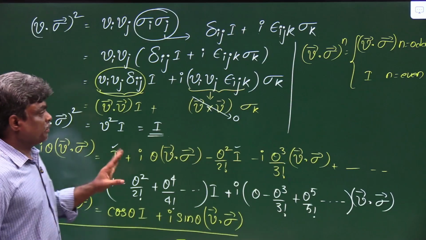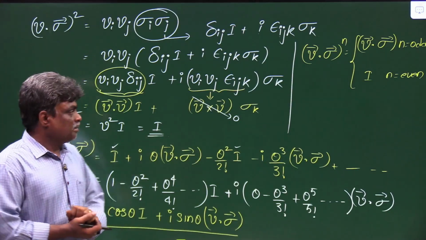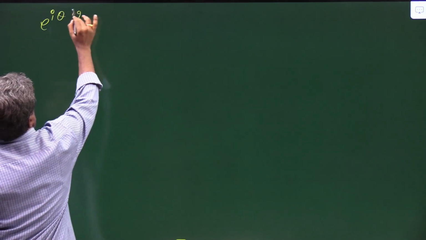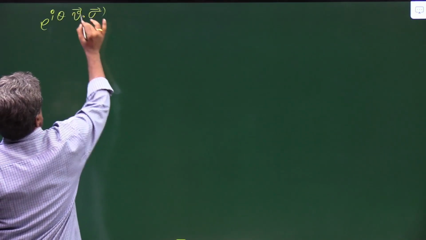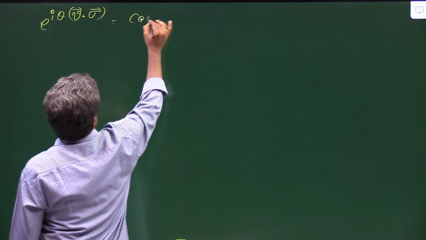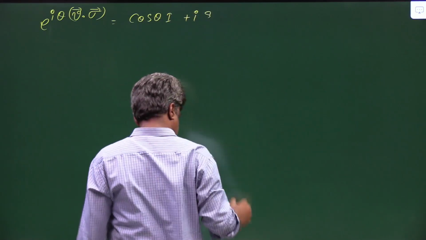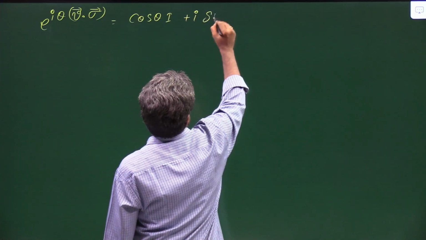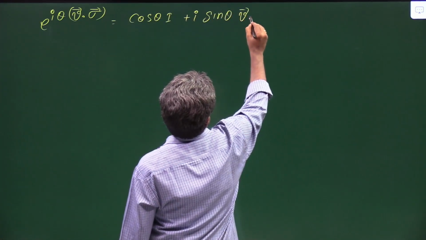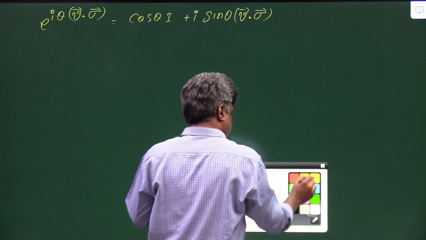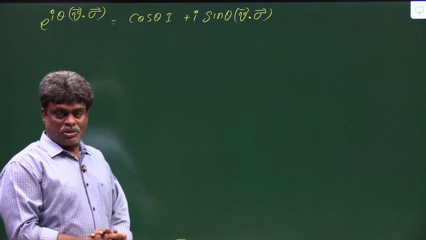So here, if you feel this is a little bit lengthy algebra, let us do it in another way also. Here we have to show that e raised to iota theta v bar dot sigma equals cos theta identity plus iota sin theta v bar dot sigma bar. This is what we have to discuss. Let us do it another way by using spectral decomposition.